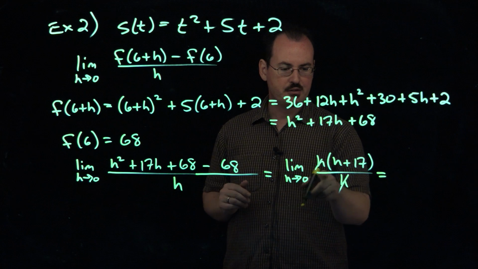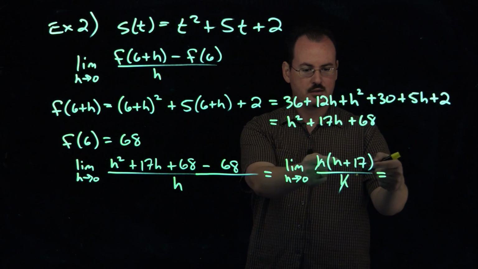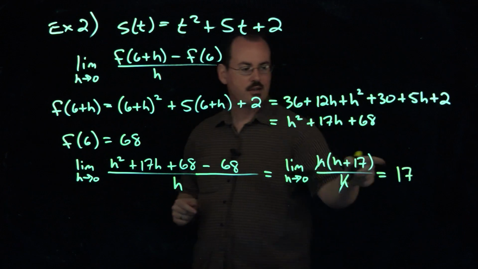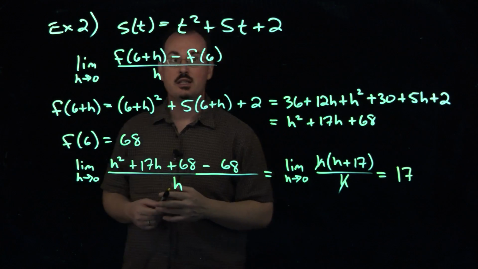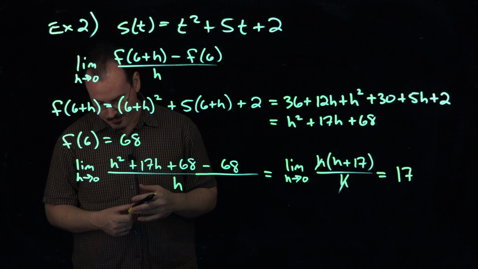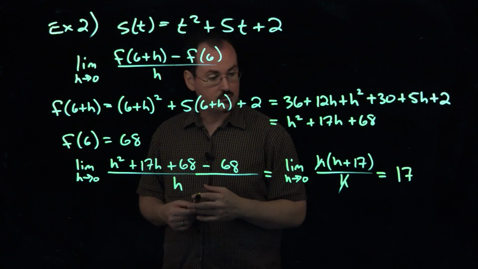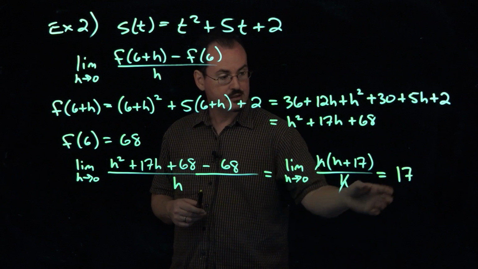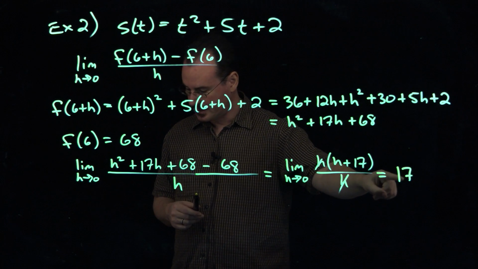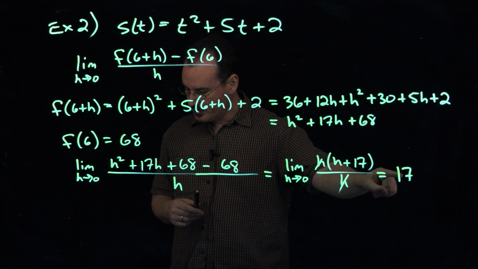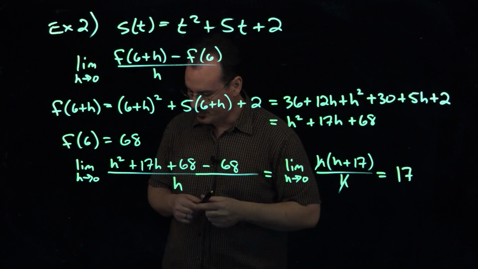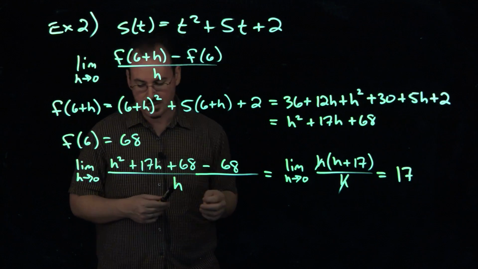So at this point, it's fine to use direct substitution in what's left over. The limit as h approaches 0. The only term we have left is this. So if I plug in 0 there for h, I'm just left with 17. And so 17 is the instantaneous rate of change of this object at t equals 6. So the way we can interpret that is the instantaneous velocity of this object at 6 seconds is 17. There were no units given on this, but it could be like feet per second, miles per hour, whatever the units of position and time were in this particular problem.